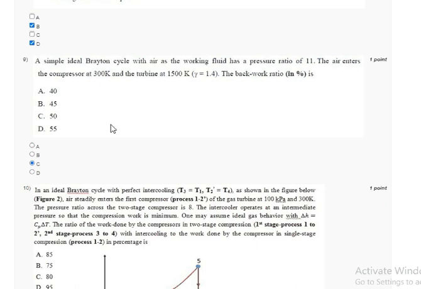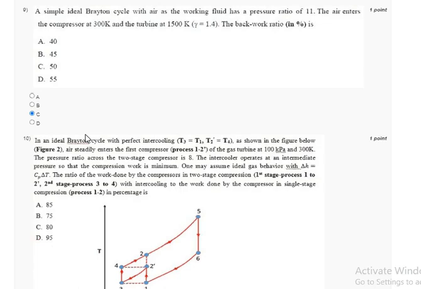Next question. A simple ideal Brayton cycle with air as the working fluid has a pressure ratio of 11. The air enters the compressor at 300 Kelvin and the turbine at 1500 Kelvin. The back work ratio is the work gained in the turbine to the work consumed in the compressor. So WT upon WC is the back work ratio. So you will get the answer of 50. So C option is the correct option for this question.